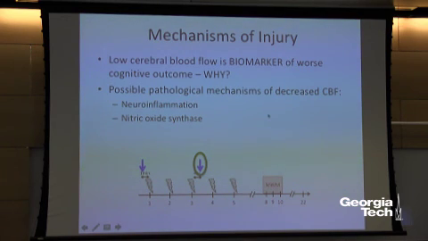We isolated two main potential mechanisms of what's causing this decreased cerebral blood flow: neuroinflammation and potentially nitric oxide synthase. So neuroinflammation has certainly been implicated in severe TBI, but less has been investigated in mild TBI. And similarly, nitric oxide synthase is a regulator.